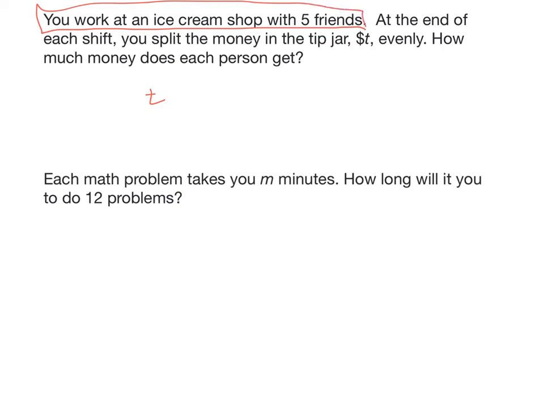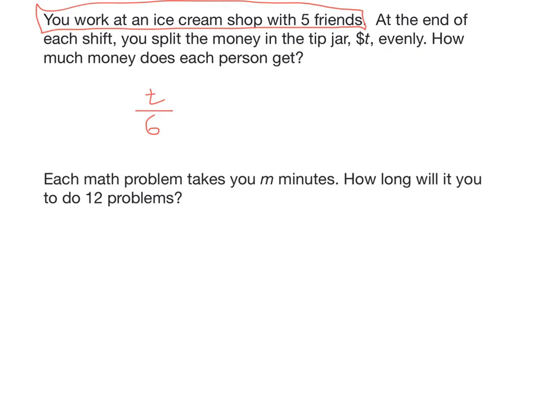Now splitting is dividing, so we're going to do T divided by 6, and that's how much money each person's going to get. If T is 30, if there are $30 in the tip jar, 30 divided by 6 is 5. Everybody's going to get 5. If T is 12, everybody's going to get 2. But T over 6 represents the amount that each person gets.